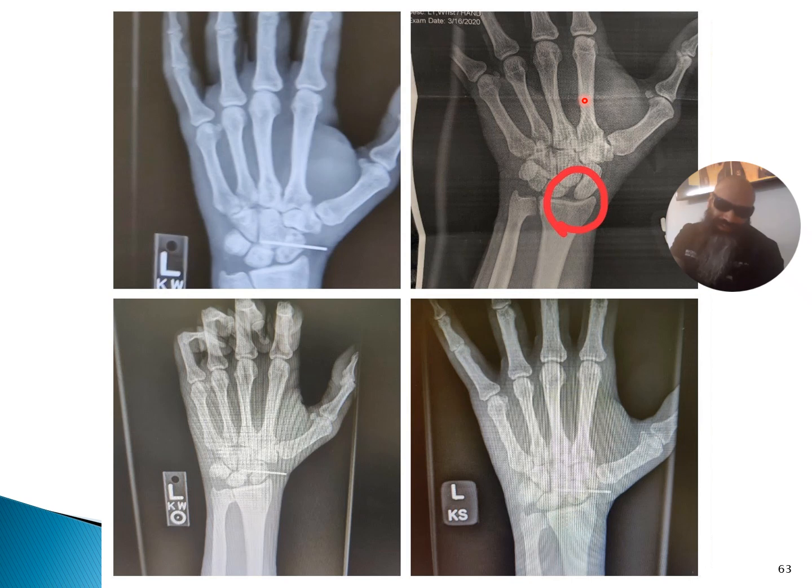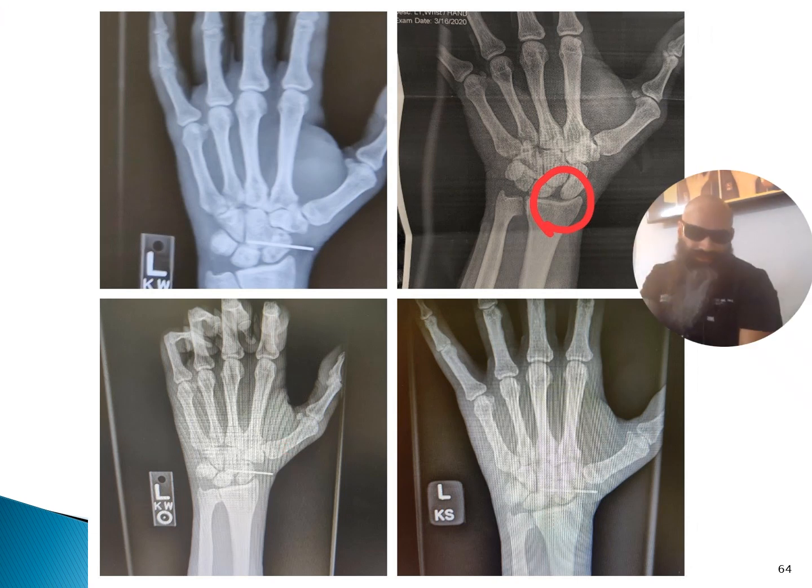So, yeah, you can actually see how it progressed from up here down to even further down. See how it should have been in the middle of the capitate. Now it's more proximal. See how it just became compromised. So, yeah, then I needed another surgery.